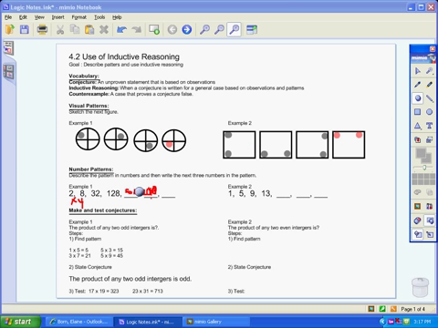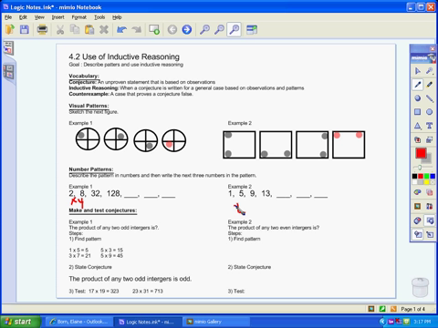Okay. Now, for this next one, example number 2, we're adding 4 every single time. So it's an addition of 4. Sorry, that's a little bit sloppy. So this next one would be 17. Here you would get 21, and this last one you would get 25.